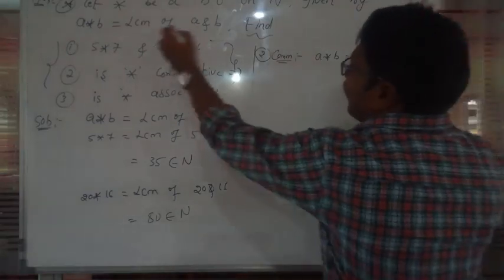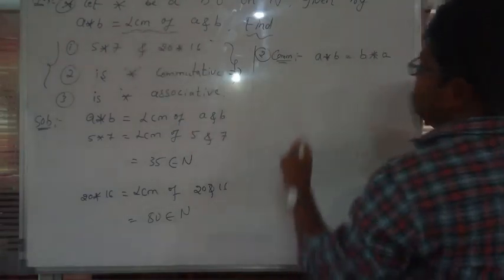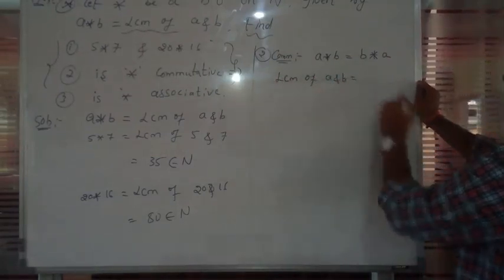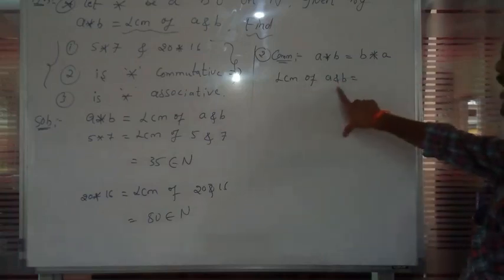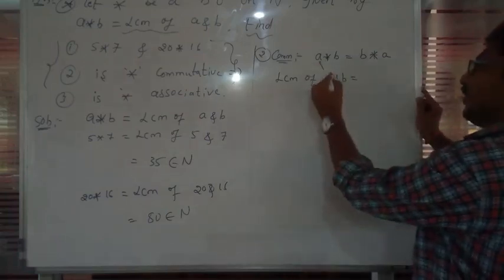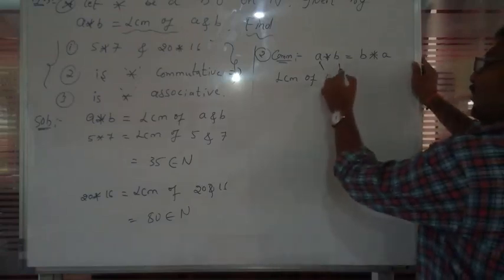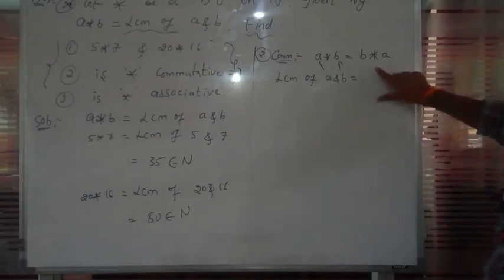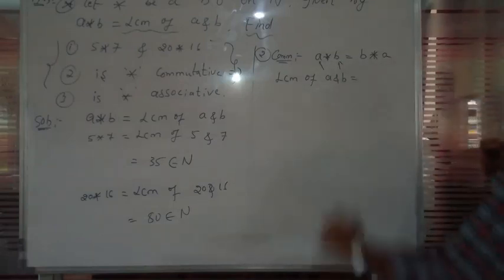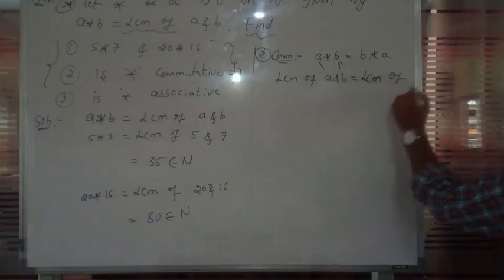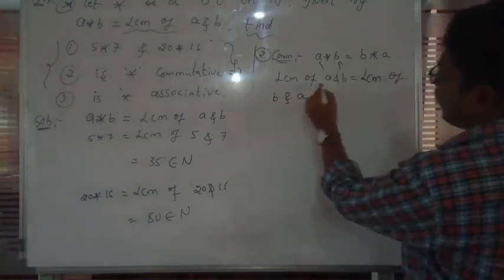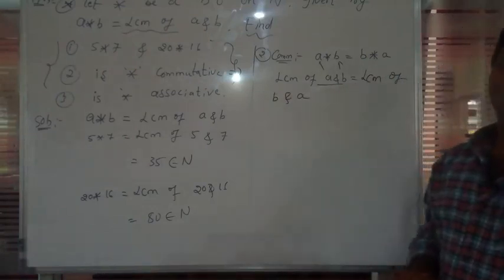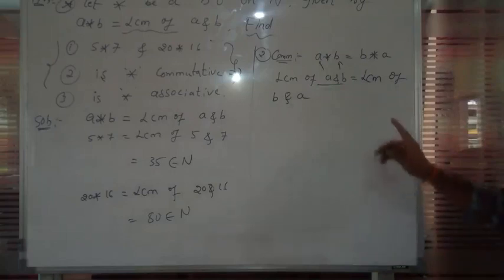What is a star b? A star b is LCM of a and b. Here the first element is a, that's why we take a, and the second element is b, so we take b. Here the first element is b, so we take LCM of b and a. LCM of a and b and LCM of b and a are the same. LCM of a and b is equal to LCM of b and a.